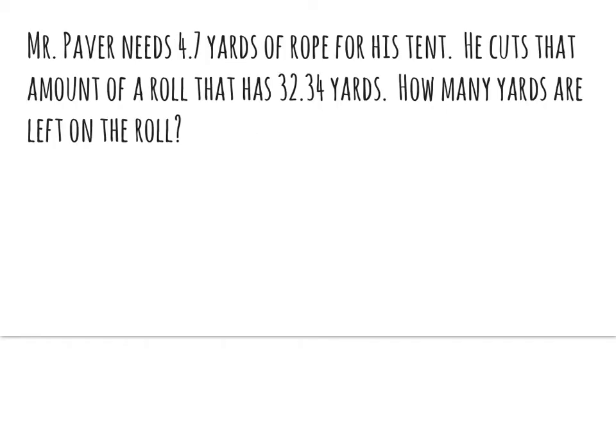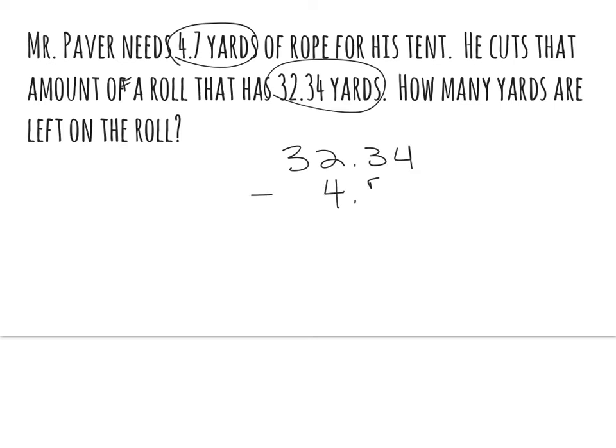Mr. Paver needs 4 7/10 yards of rope for his tent. He cuts that amount off a roll that has 32 and 34 hundredths yards. How many yards are left on the roll? Well, if he's cutting some amount off of this total amount, that would be subtraction. So I'm going to do 32 and 34 hundredths minus 4 and 7 hundredths. Don't forget to line up your decimal places. When there is a blank, you can insert zeros if you need to.